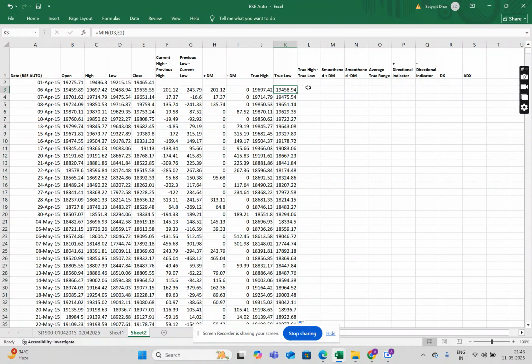So now the true range, which is the true high minus true low, I'll just write true range equals true high minus true low.